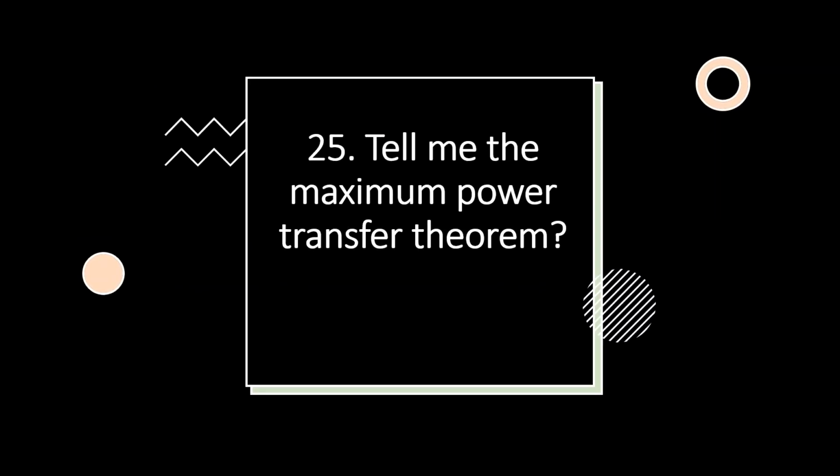The last question, 25th. Tell me the maximum power transfer theorem. It mentions the condition for maximum power transfer from source to load. It states that in a linear bilateral network, the maximum power will be transferred from source to the load when the external load resistance equals the internal resistance of the source of the circuit.